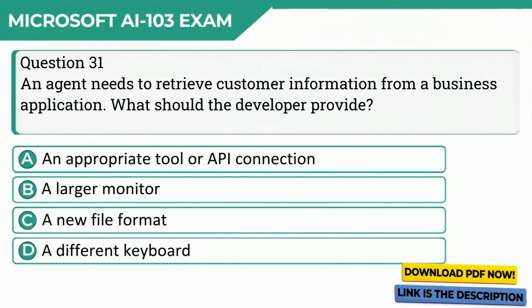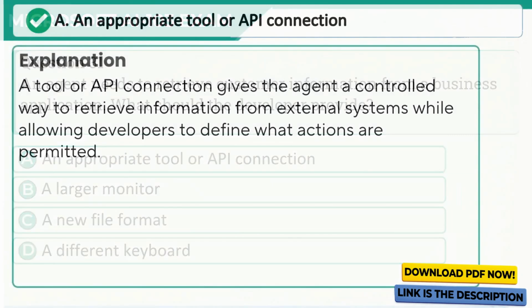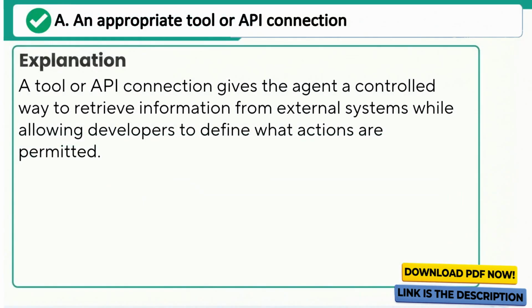An agent needs to retrieve customer information from a business application. What should the developer provide? A. An appropriate tool or API connection. B. A larger monitor. C. A new file format. D. A different keyboard. Correct answer: A. An appropriate tool or API connection.